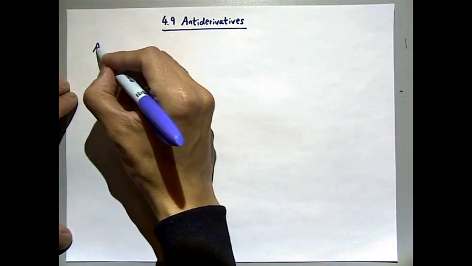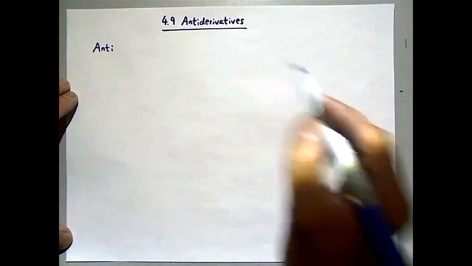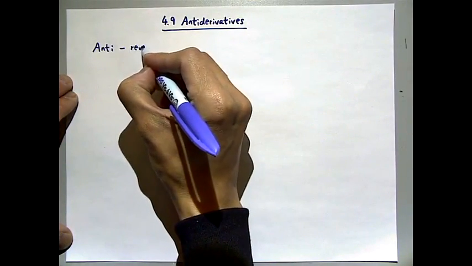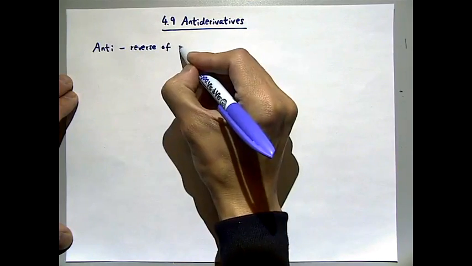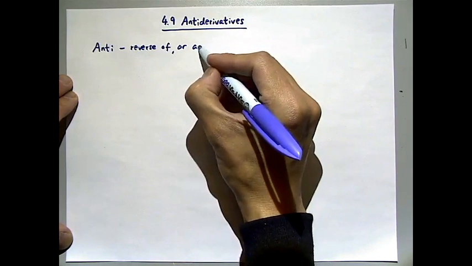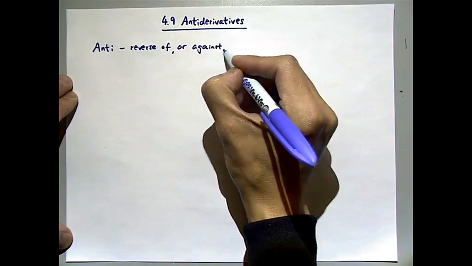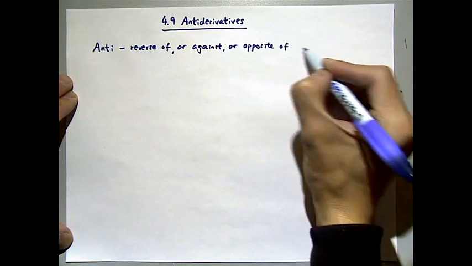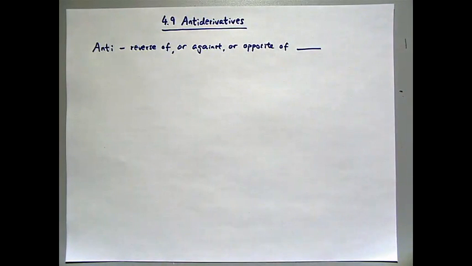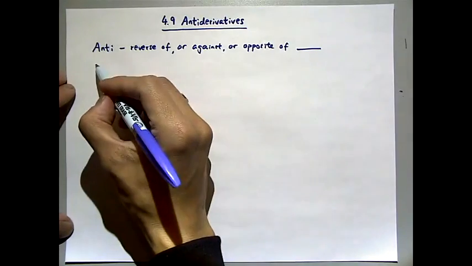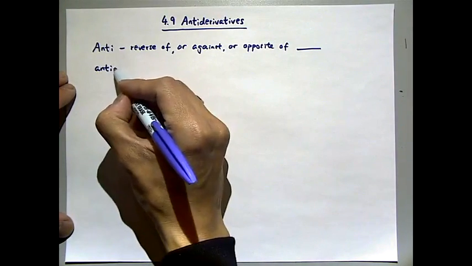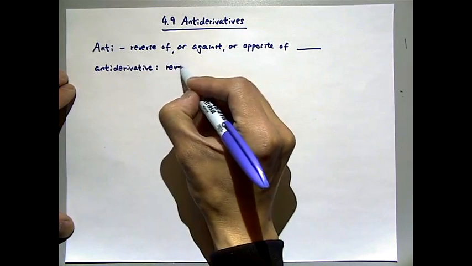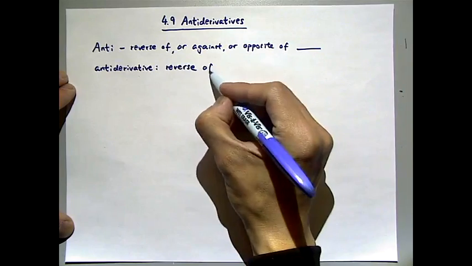Okay, so many of you know that the Greek prefix anti means the reverse of something or against or opposite of something, right? So when you look at the antiderivative, it's literally the reverse of differentiation.